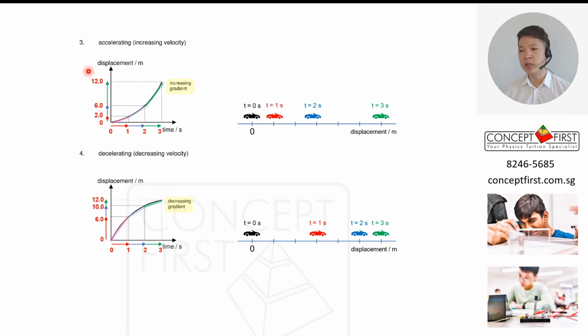In the subsequent explanations, I'll go slightly faster, to the point. Increasing velocity is speeding up, so we call it acceleration. Every subsequent second, you see that the change in displacement gets larger and larger, meaning that it speeds up. In terms of the line, you will see a curve this way with increasing gradient, which is a result of larger and larger displacement for every subsequent second. Increasing gradient, increasing velocity.